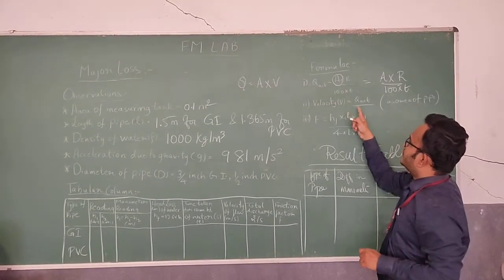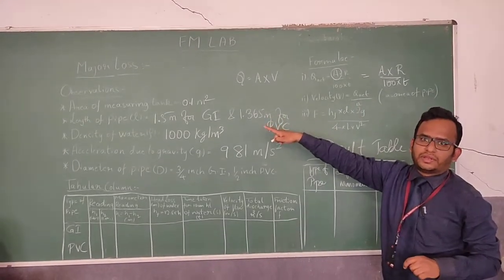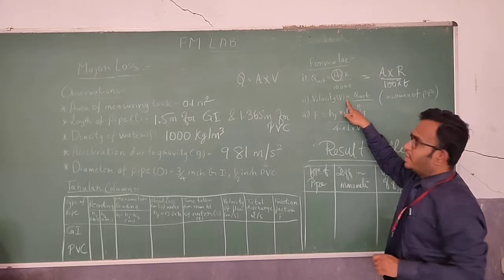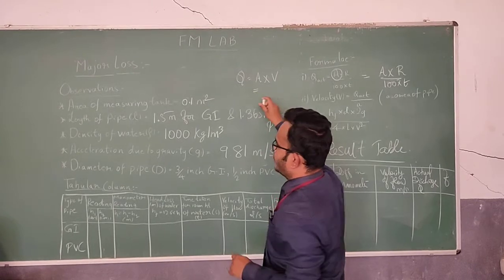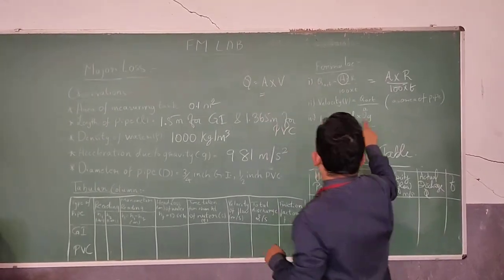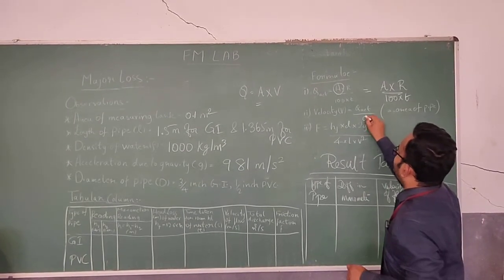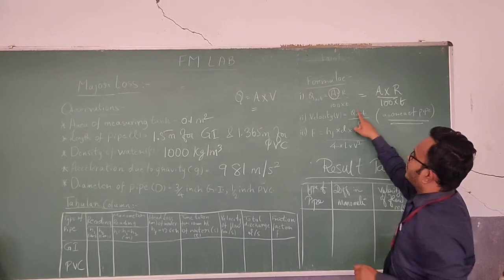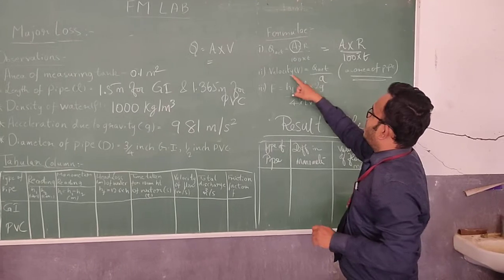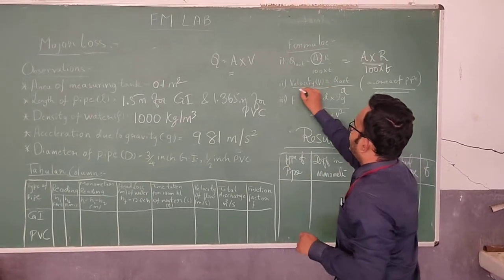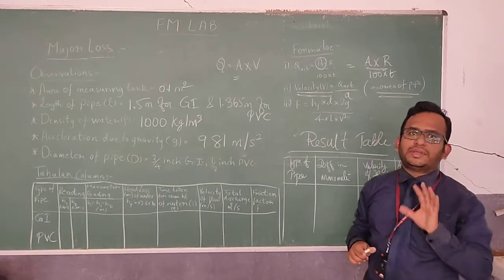After getting Q actual, you divide it by the area of the tank, that is 0.1 meter square. Q equal to area into velocity, right? Then you have to write this, not area of the tank, it is area of the pipe. A is area of the pipe. So Q actual by area of the pipe gives the velocity of the fluid which is flowing through the pipe.